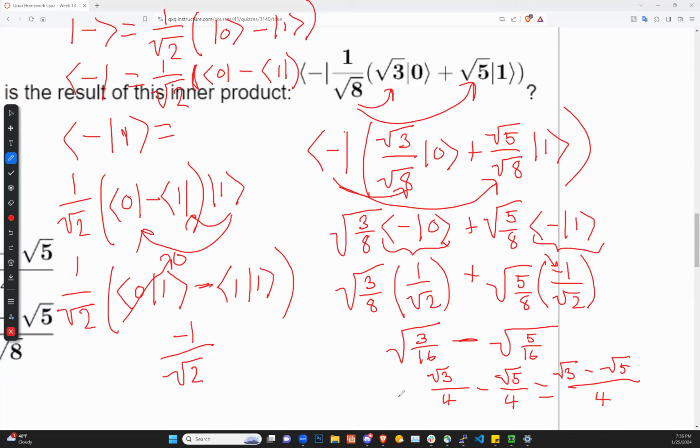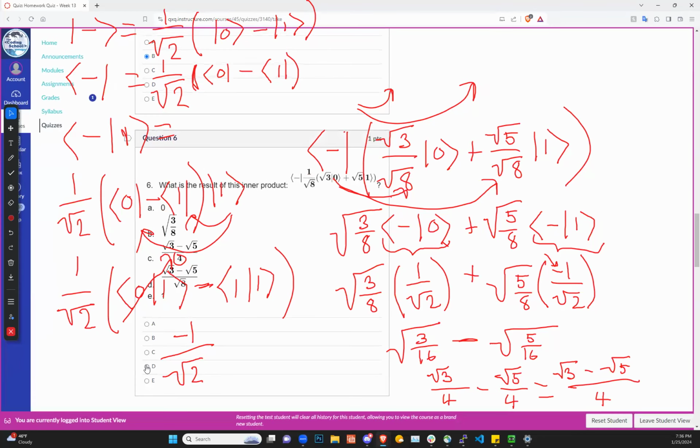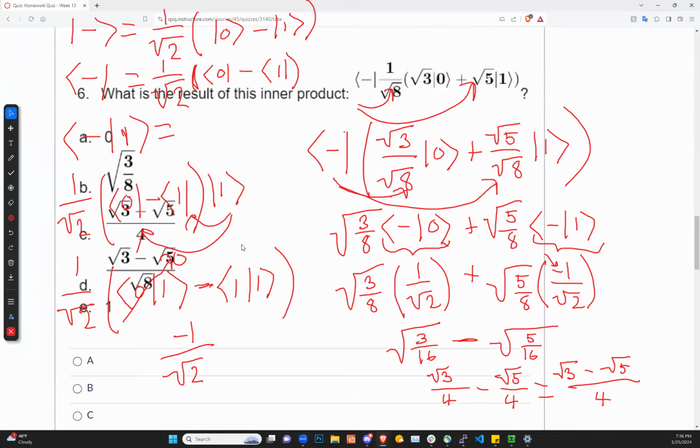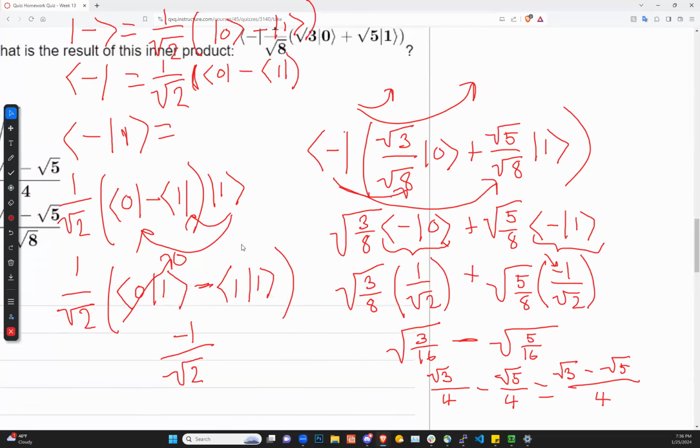If we zoom out, that should be an option we see. Yes, it is option D, the square root of 3 minus the square root of 5 over 4. So are there any questions about this problem before we continue?